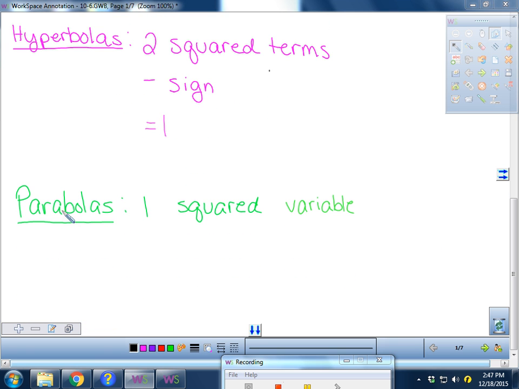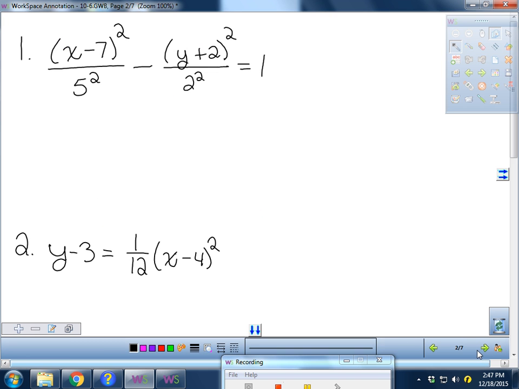Last are parabolas, and this is the easy one to identify because all of the others have two squared variables, whereas with parabolas either just the x is squared or just the y is squared. They will not both be squared. So let's get a little practice here. I have a list of things to think about. First thing, I always like to look at the sign. I have a minus sign in between two variables that are both squared. So the x is in a binomial that's being squared, and the y is being squared. So it's not a parabola because both things are being squared.